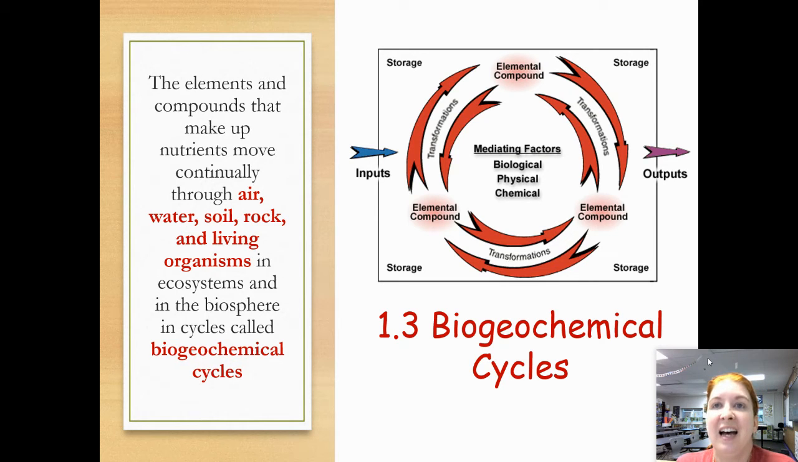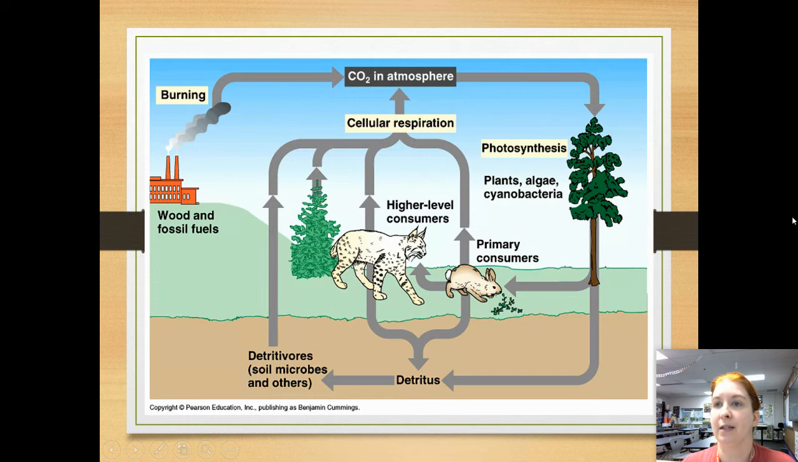Biogeochemical cycle section. The elements and compounds that make up nutrients move continually through the air, water, soil, rock, and living organisms, and in ecosystems and in the biosphere in cycles called biogeochemical cycles. If you break down the word, bio means life, geo refers to rocks, and chemical refers to chemicals. All of these different elements and compounds are going from us to the environment, and from the environment back into us. So we're just moving all over the place. We're going to start with the carbon cycle.